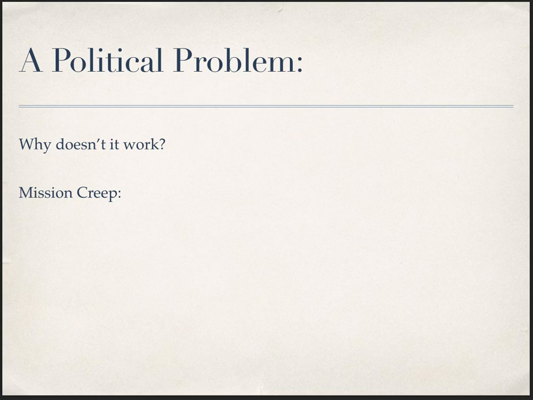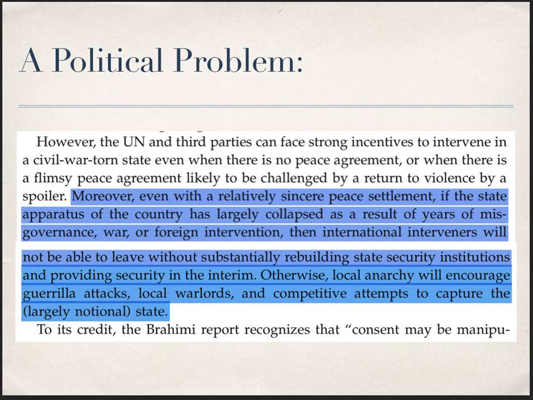A third reason, mission creep. What does mission creep mean? Mission creep becomes a problem because peace isn't settled, according to Fearon and Laitin, and keep this in mind, unless you are capable of rebuilding a state that can police its own internal affairs. And if you decimate a state government to end a civil war, well, then you have a state that has collapsed. You can't leave. A neo-trusteeship state can't leave.